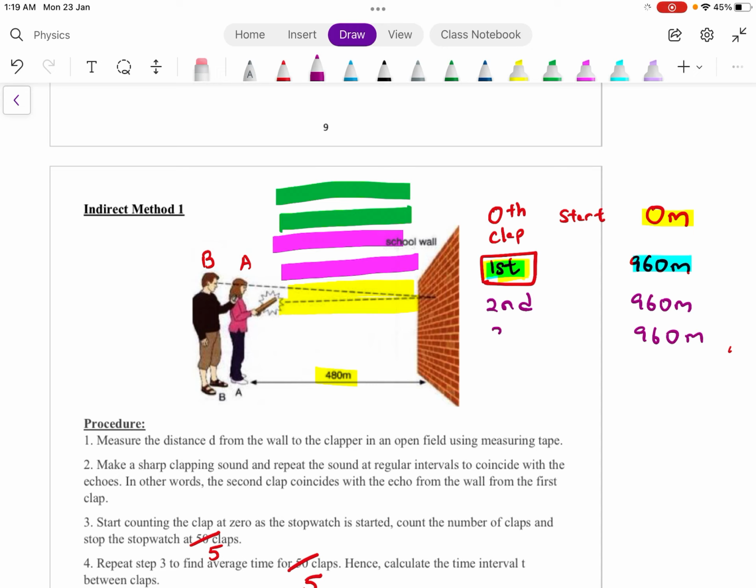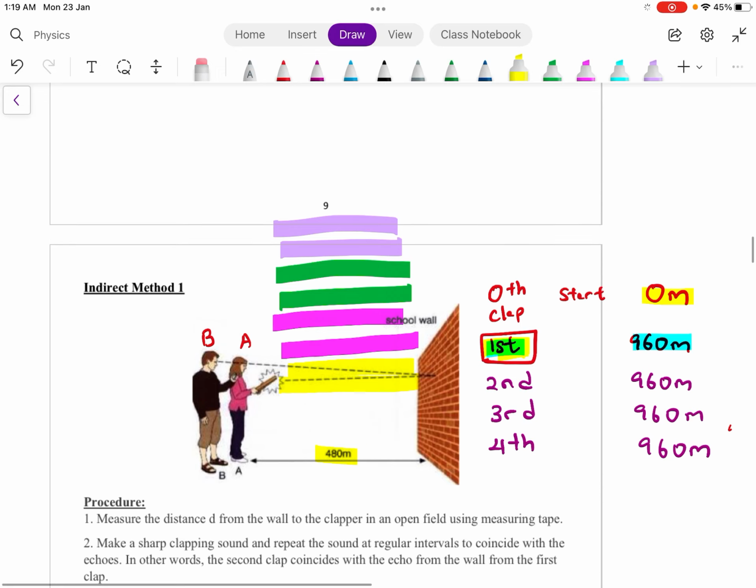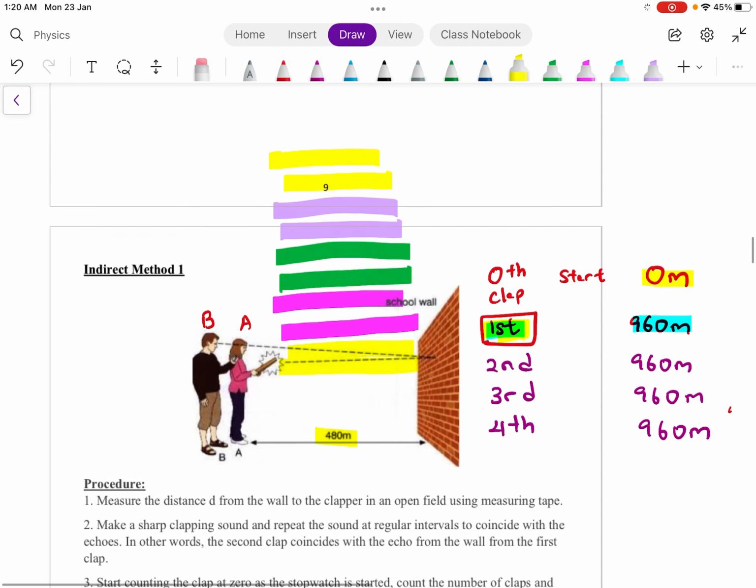So she will clap the third time. After she claps for the third time, I just use another color. So to and fro, another 960 meters. She hears the echo for the fourth time, so let's write down the 4th time. Then after that, last but not least, let's do one more clap. So the 5th clap, to and fro, 960 meters.